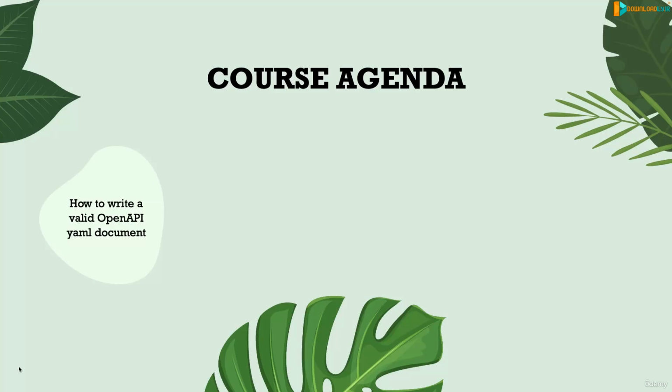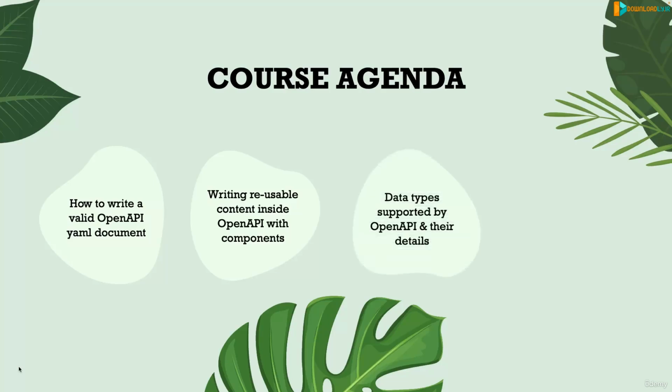And once you write a basic OpenAPI YAML document, we are going to talk about how to write reusable content inside your OpenAPI document with the help of the components object. Once you are clear about this reusable content inside OpenAPI with the help of components, we are going to talk about what data types are supported by OpenAPI and the scenarios where we need to use them. During the discussion, we will also use them inside our OpenAPI specification document, and we are going to do a lot of hands-on.